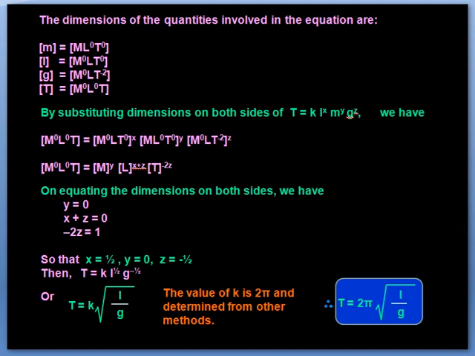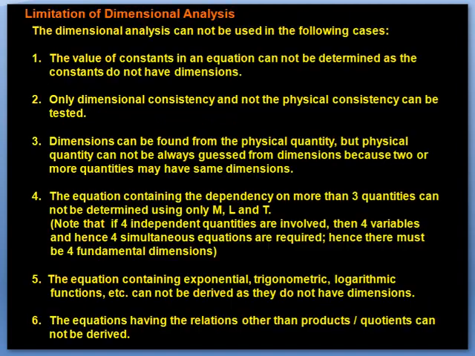Experimentally it has been observed that the value of constant K equals 2 pi. So finally we'll get the expression of time period of simple pendulum, that is T equals 2 pi root L by g. So these are all the uses. There are basically 3 uses of dimensional analysis.